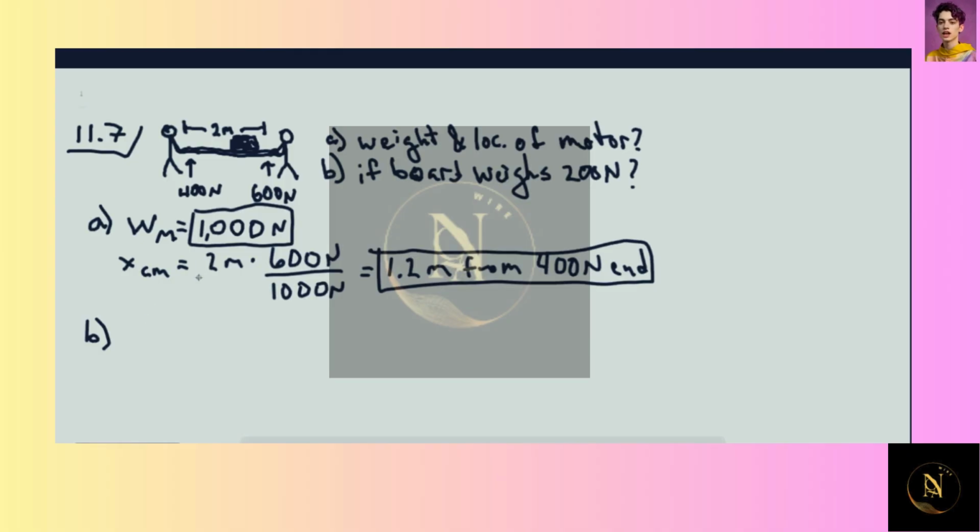Now for B, there's 1,000 newtons being applied, but 200 of them are going to lifting the 200 Newton board. So now the weight of the motor is 800 newtons. Weight of the motor, not the weight of the board.